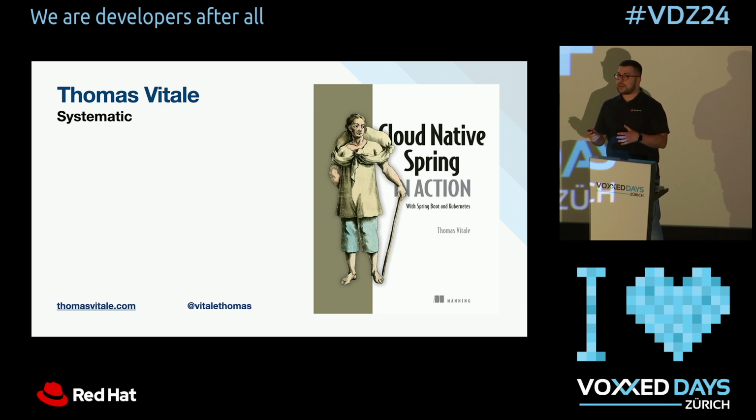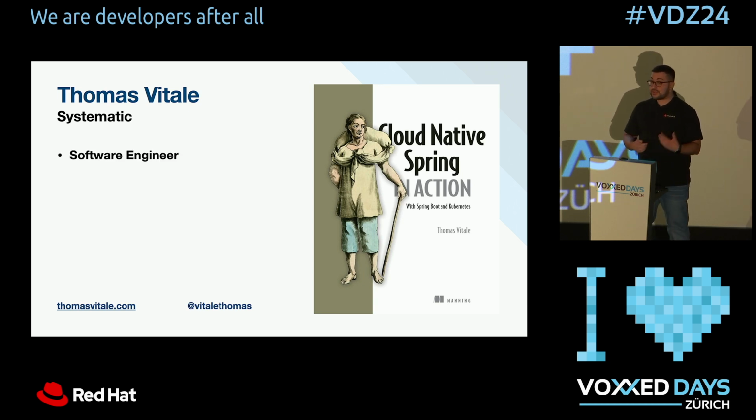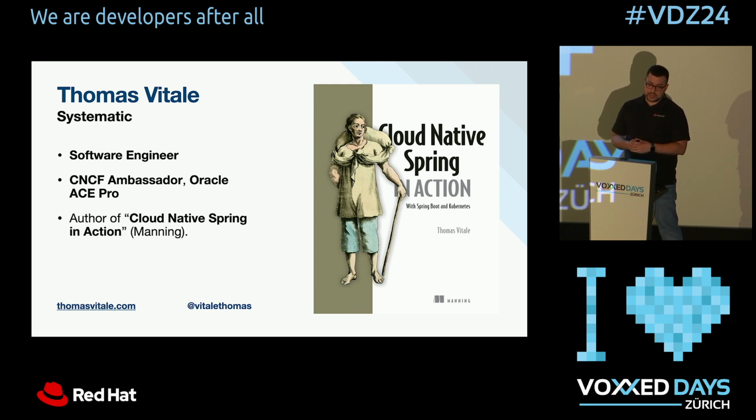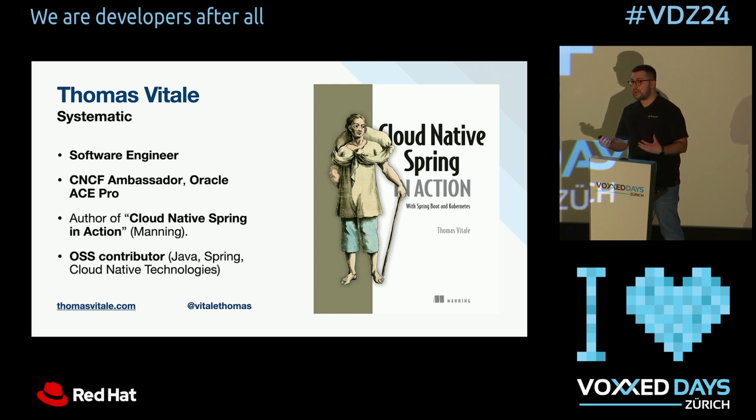I'm Thomas Vitale. I work at Systematic in Denmark. I'm a software engineer. I'm very passionate about anything Java and Cloud Native related. I also wrote a book about it. It's called Cloud Native Spring in Action with Spring Boot and Kubernetes. And overall, I'm a big supporter of open source technologies, contributing as much as I can, both in the Java space and in the Cloud Native ecosystem.